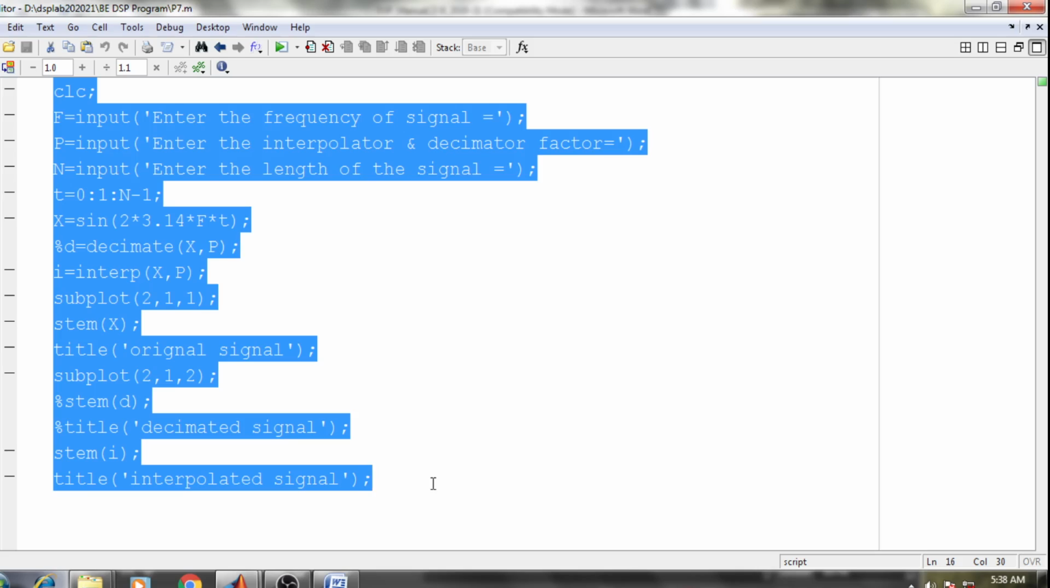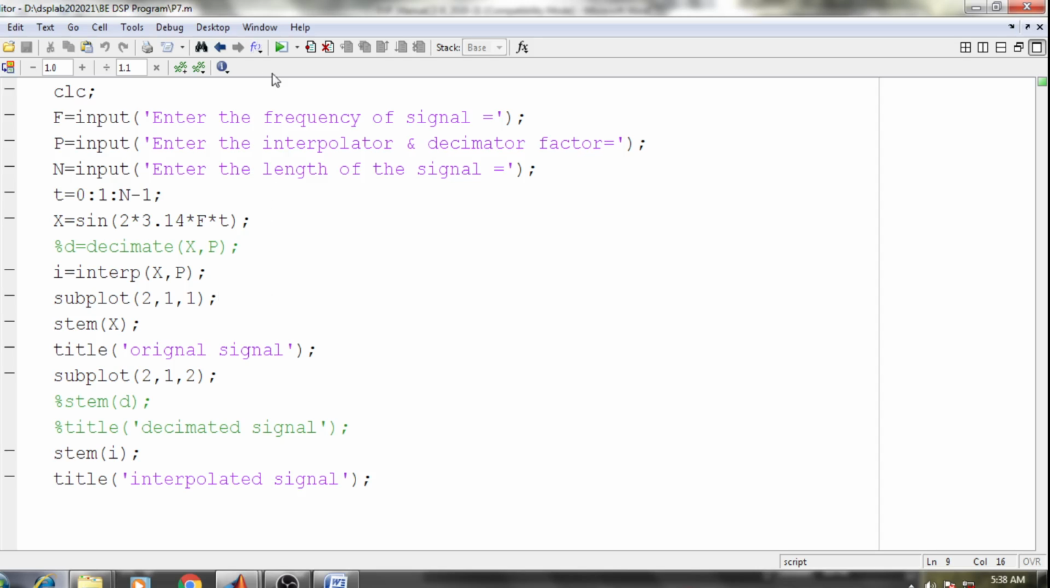Now we are going to plot the original signal as well as the interpolated signal. I hope you are now very familiar with this. You are now a master of MATLAB, so you understand stem, title, subplot. All these things are written. Now I will run this experiment. Look at how the upsampled signal is obtained.